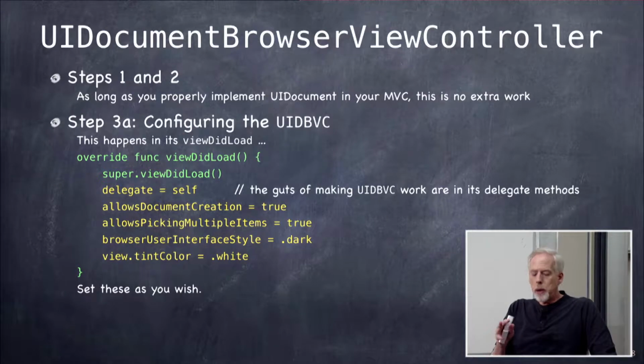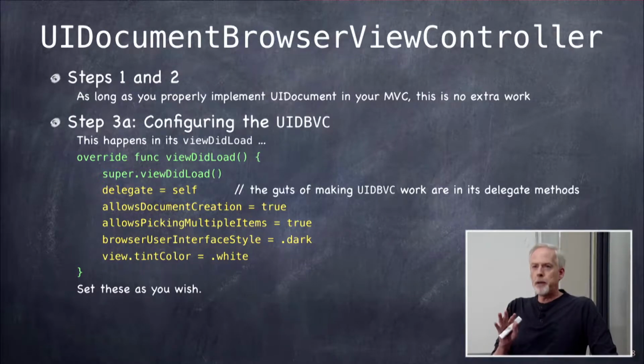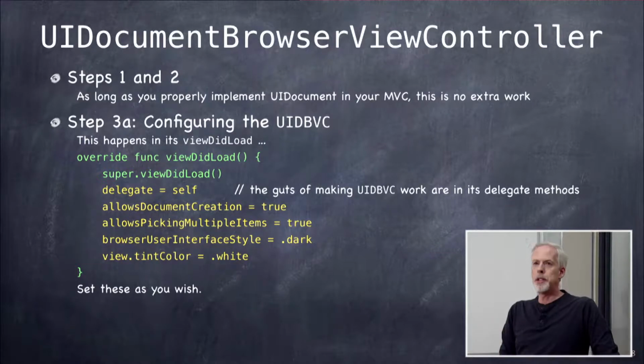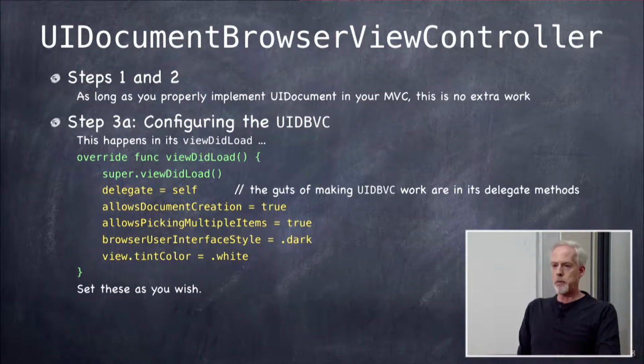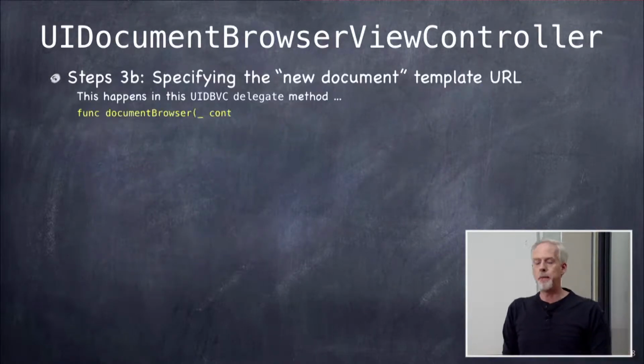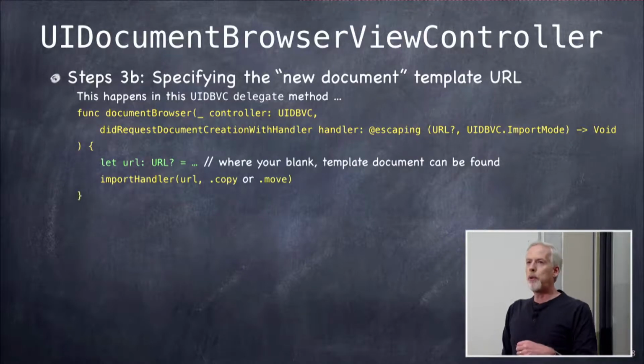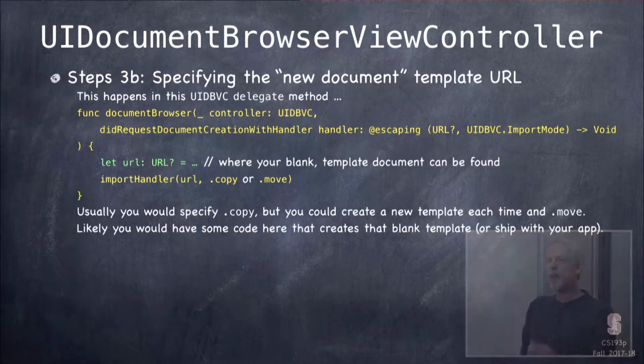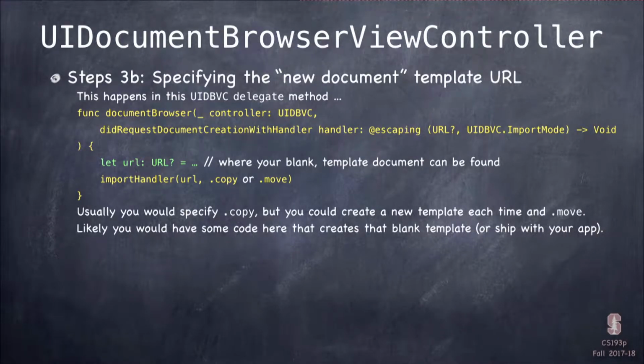Then you can also tweak the look of the UI a little bit, okay? Change the colors, the tint colors and things like that to try and match your document controller when it comes up to have the same kind of look. So that's it. That's how you configure it in viewDidLoad. That's most of the settings that you can set. And then you have to provide this template URL. You do it kind of in a weird way. There's this method, documentBrowser:didRequestDocumentCreationWithHandler.